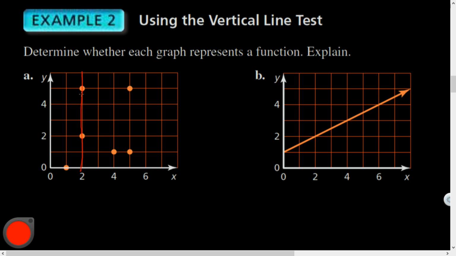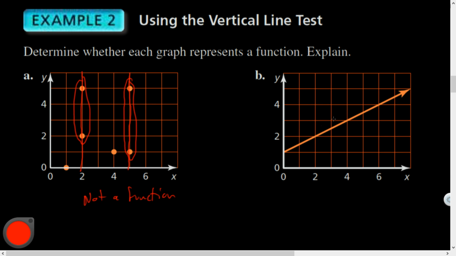Yeah, at 2, it fails the vertical line test. At 5, it fails the vertical line test. So it is not a function. It is a relation, but it's not a function because it has multiple outputs. 2 is giving me both 2 and 5. 5 is giving me both 1 and 5. Multiple outputs for one input.